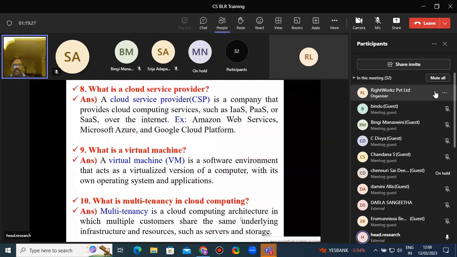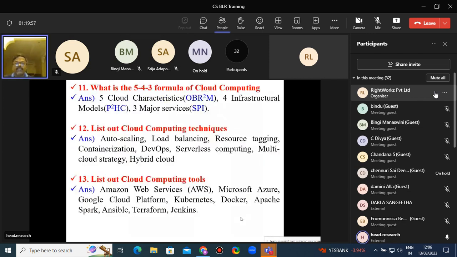What is a virtual machine? A virtual machine is software that acts as a virtualized version of a computer with its own operating system and applications. What is multi-tenancy in cloud? Multi-tenancy is a cloud computing architecture in which multiple customers share the same underlying infrastructure and resources such as servers and storage. What is the 5-4-3 formula of cloud computing?